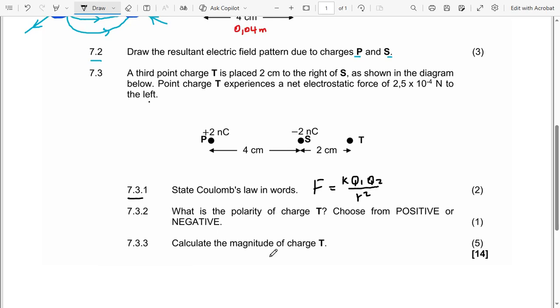Okay, now we're going to work on another interesting question, which is question 7.3.2. They say, what is the polarity of charge T? Choose from positive or negative.